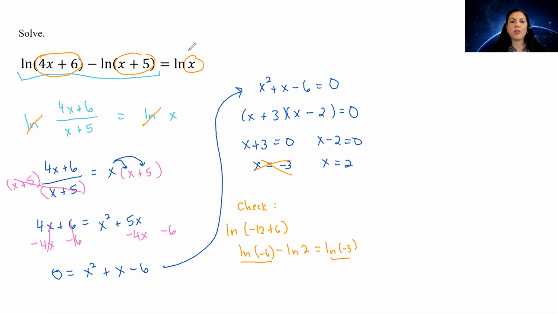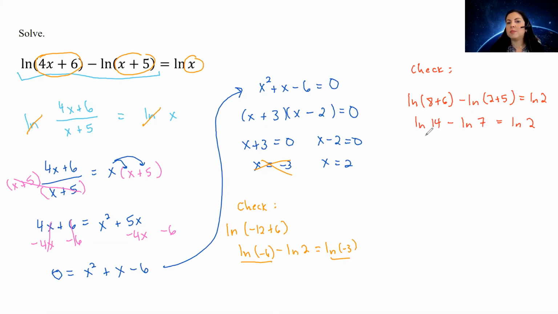So let's check that +2. I'll check it over here. If I plug in +2, that's 4 times 2, which is 8, plus 6, minus the natural log of 2 plus 5, equals the natural log of 2. So this is the natural log of 14 minus the natural log of 7. We want that to equal the natural log of 2.